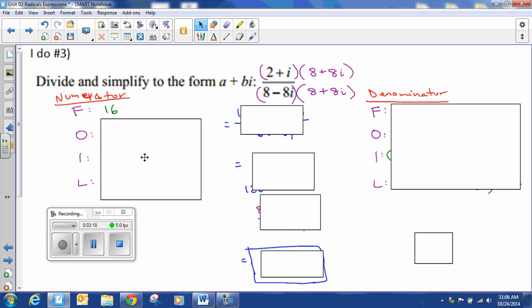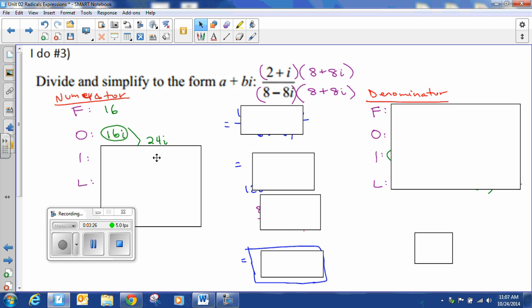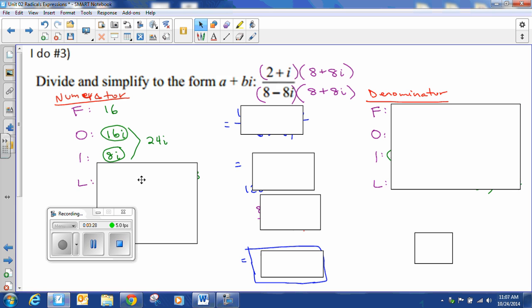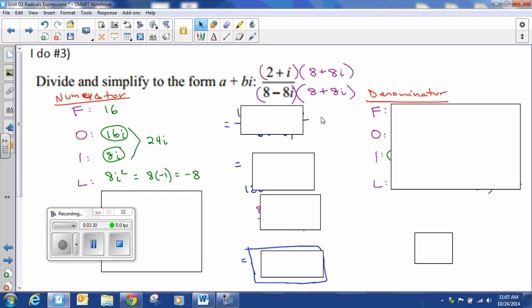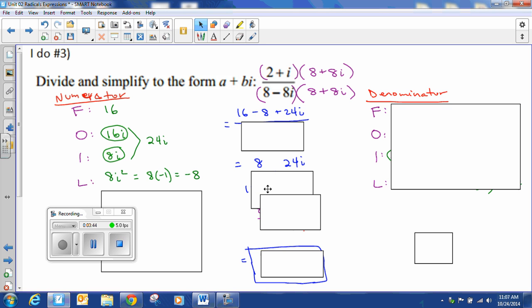As you can see, 2 times 8 is 16. The outer terms give us 16i. The inner terms multiply to give us 8i. They combine to give us 24i. The last terms, i times 8i is 8i squared. i squared is negative 1, so we get negative 8. Combining any like terms, we end up with the numerator 16 minus 8 plus 24i, and 16 minus 8 is 8.